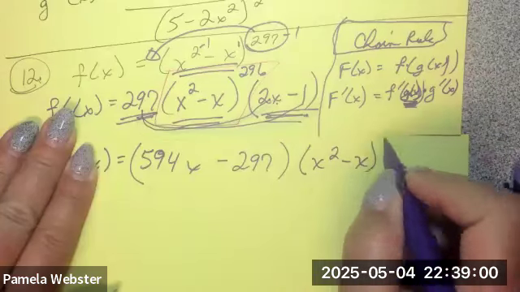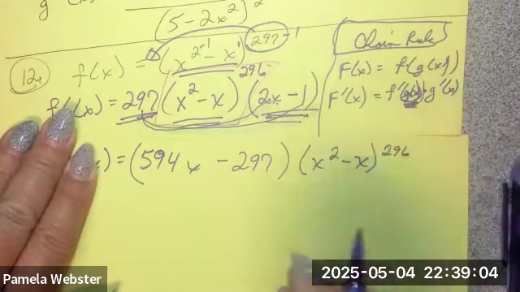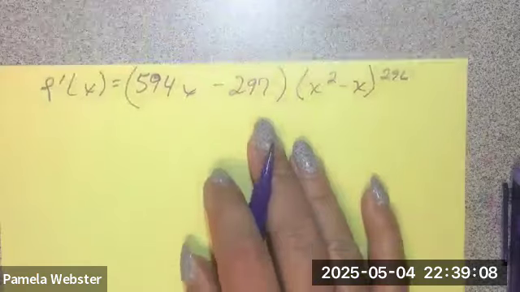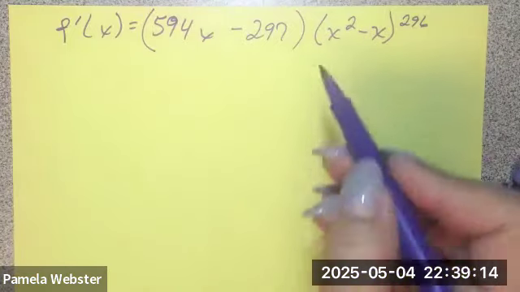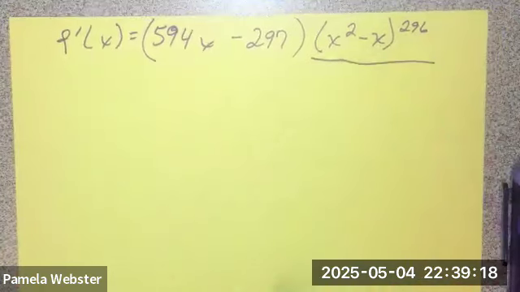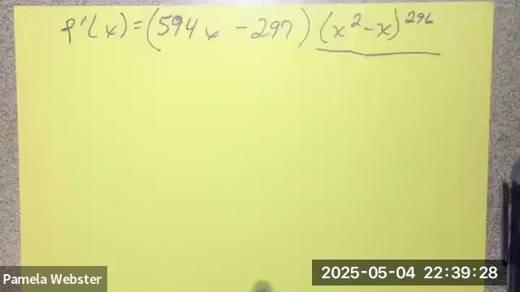X squared minus x to the 296. Okay. And again, I like to make that exponent really big so that you're not tempted to try to multiply that out. Who's going to spend the next 3 days multiplying this out? Not me. Okay, don't do it. Leave it alone.